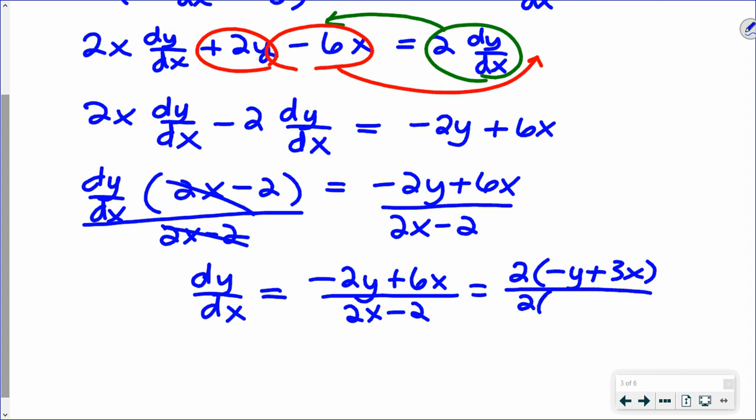And we can factor out a 2 from the denominator, and then the 2's will simplify to 1. Sometimes you would probably see that numerator written as 3x minus y over x minus 1, just so we're not leading off with a negative. Okay, let's look at another example.